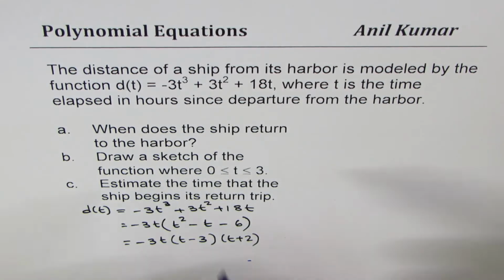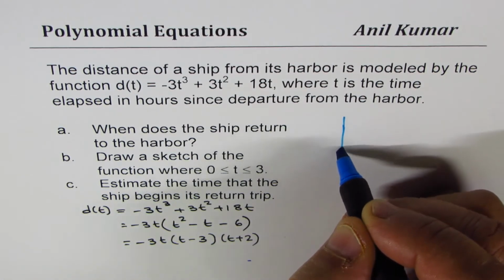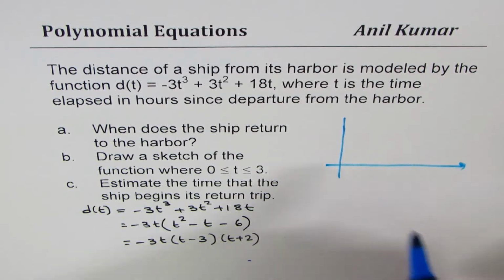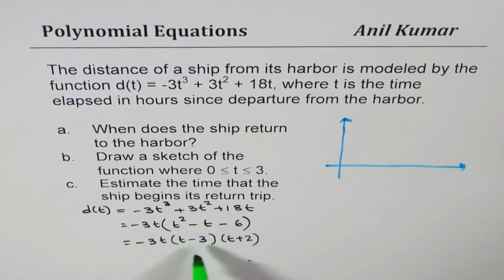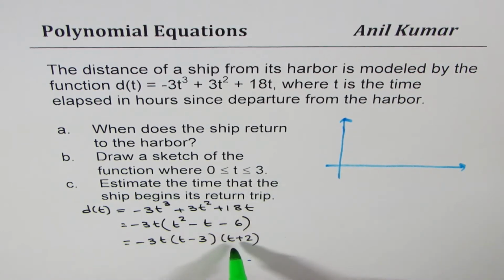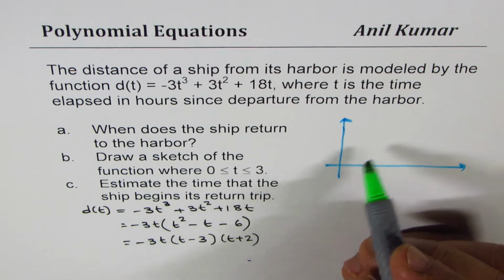If you have to sketch it, which is also part of this question, so we'll kind of sketch it. From this factored form of the equation, we could graph this. It has a zero at minus 2, which we are not concerned about. Time is greater than or equal to 0. So the first zero here is at t equals 0. The second one is at 3. And the minus indicates it opens downwards, right?